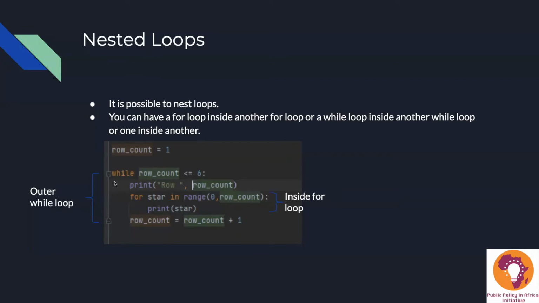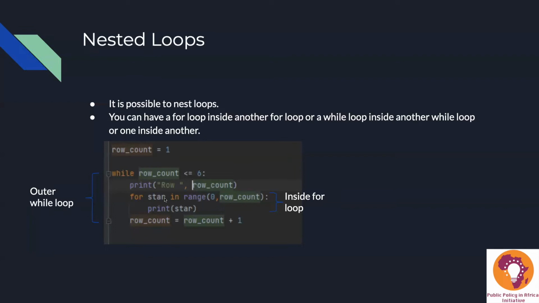Then we have our outer while loop. We check while row count is less than or equal to 6. In our first iteration, row count is 1, so we print row and then the row count. We're going to get row 1 on our first iteration of the loop. And then we do for star in range 0, row count. This is our first use of the range function. The arguments to range are a value to start at, and then a value to go up to, exclusive. We'll talk more about that in a bit.